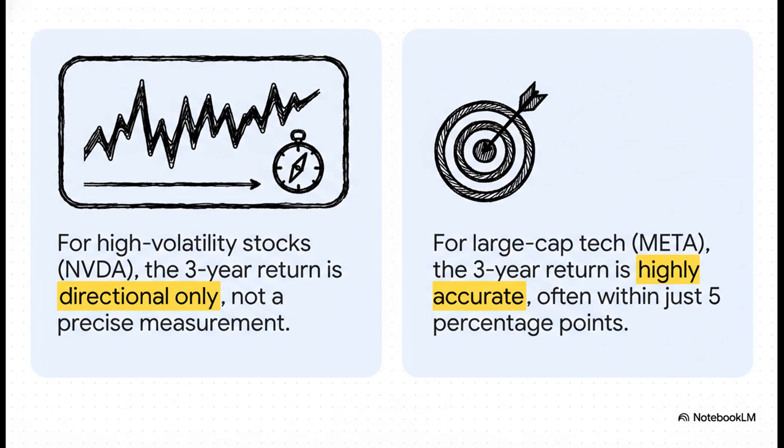Okay, now a really quick but important point on accuracy. For big, stable companies like Meta, this tool is incredibly precise. We actually checked it, and its calculation was within just 5 percentage points of what you'd see on a brokerage platform like IndMoney. That's really good. But for a stock that's been on a wild ride like Nvidia, you should think of this 3-year number more as a directional guide, not a down-to-the-last decimal calculation, okay?